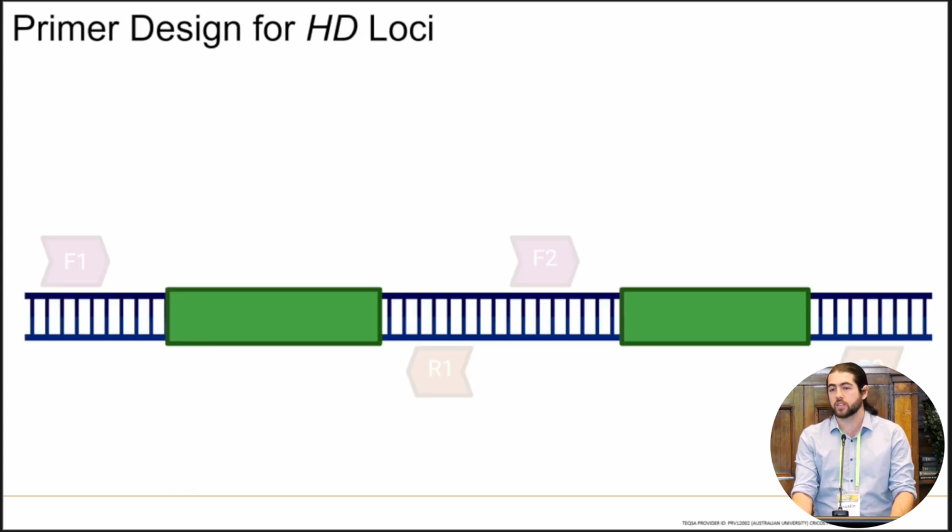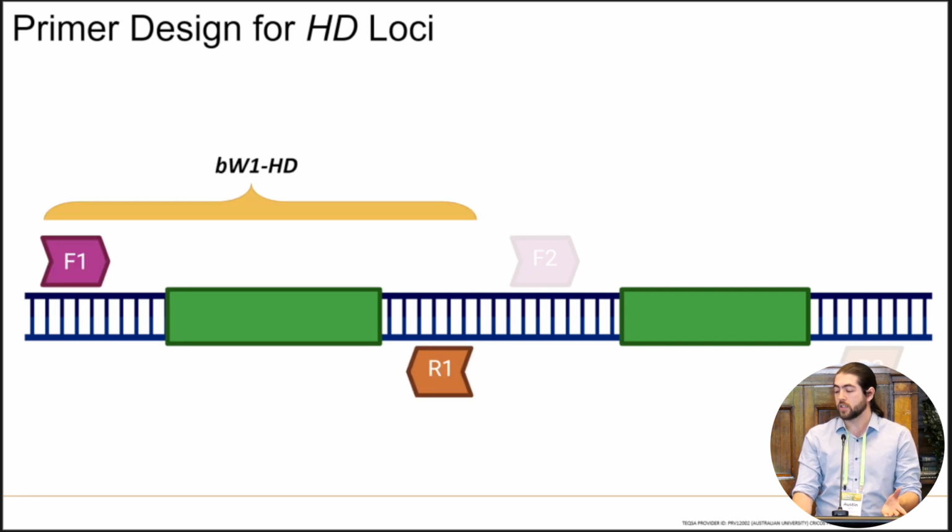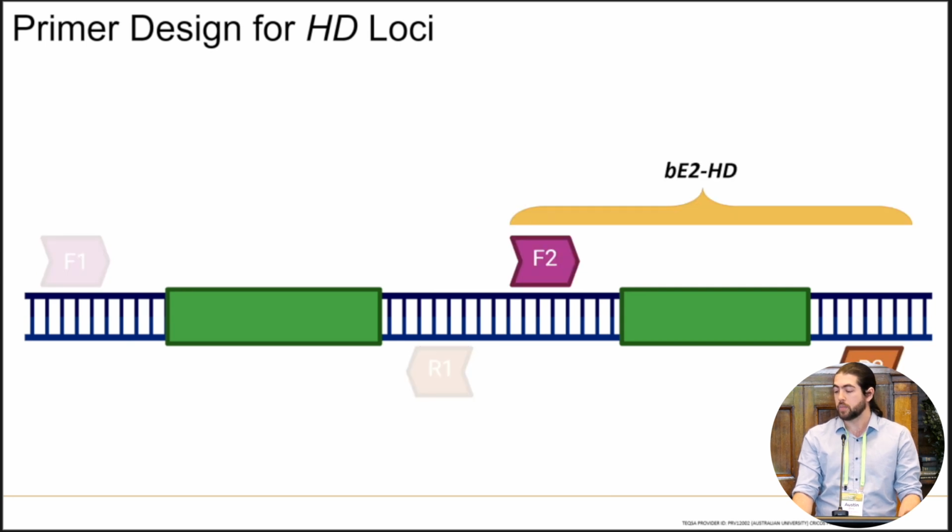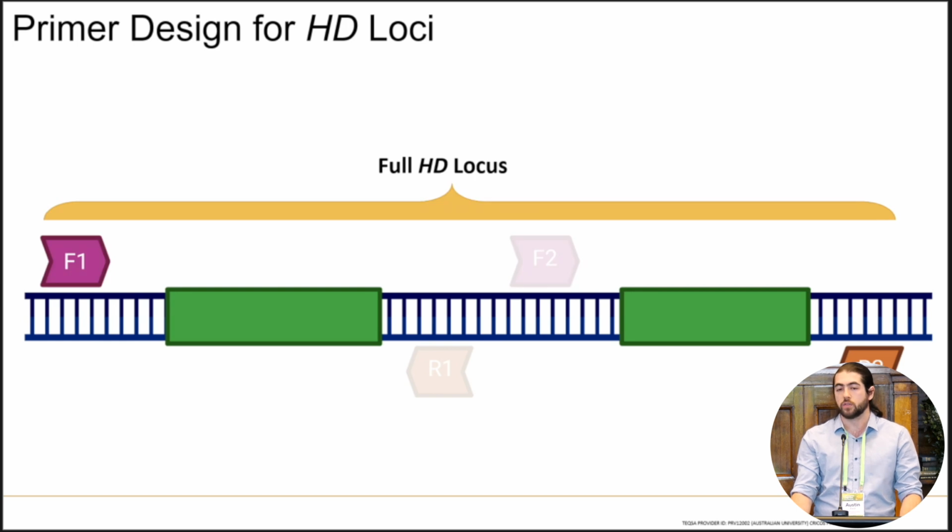The first step of this was designing the primers. As Jan's already explained, this HD region is highly variable. So we had to find more conserved regions either side of both genes to develop these primers. We managed to find a pair for the BW1 gene, a pair for the BE2 gene, and then we could combine these to develop one for the full HD loci.